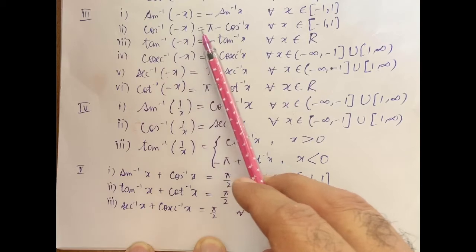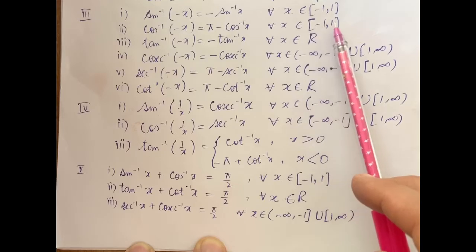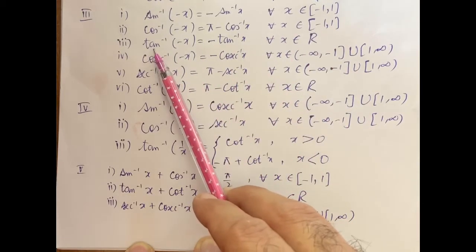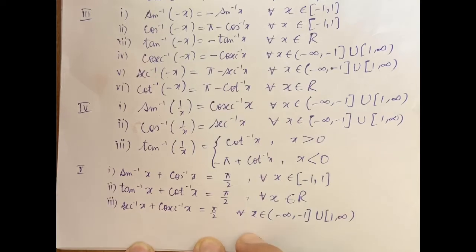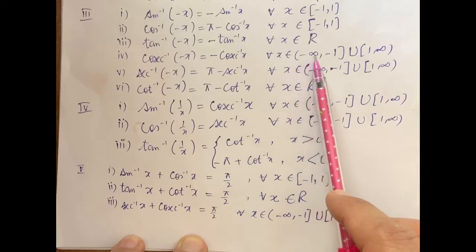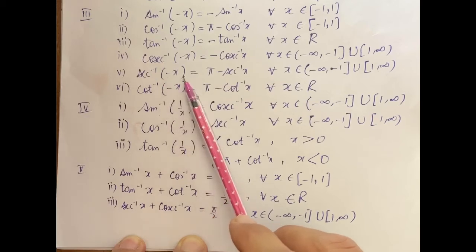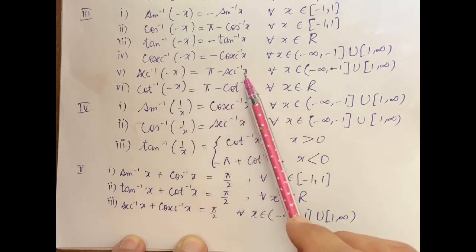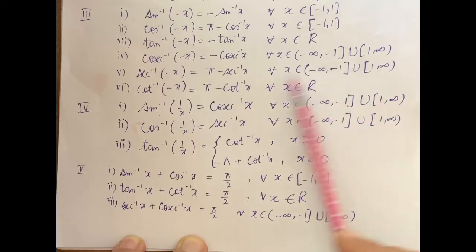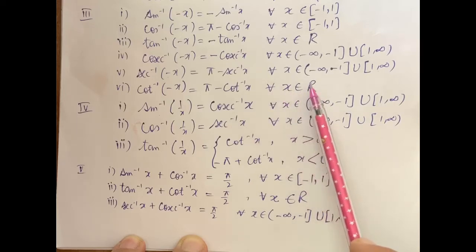Cos inverse of minus x is pi minus cos inverse of x for all values which lie between minus 1 and plus 1. Similarly, tan inverse of minus x is minus of tan inverse of x for all real values of x. Cosecant inverse of minus x is minus cosecant inverse of x for all x lying in the interval minus infinity to minus 1 union 1 to infinity. And secant inverse of minus x is pi minus secant inverse of x for all x in the same interval. Cot inverse of minus x is pi minus cot inverse of x for all real values of x.